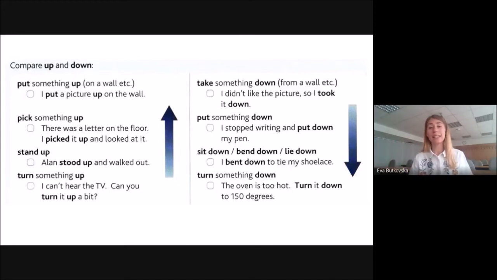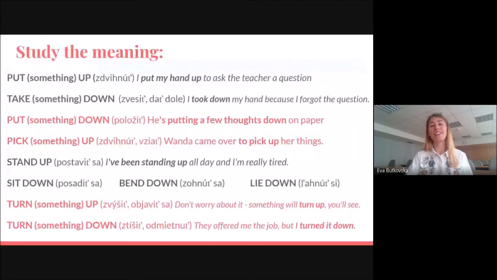I can't hear the TV. Can you turn it up? Can you make it louder? Or the opposite would be, the oven is too hot. Turn it down to 150 degrees. So make it cooler, really. I will show you more of the meanings for some of these phrasal verbs. So let's move on to the next slide.